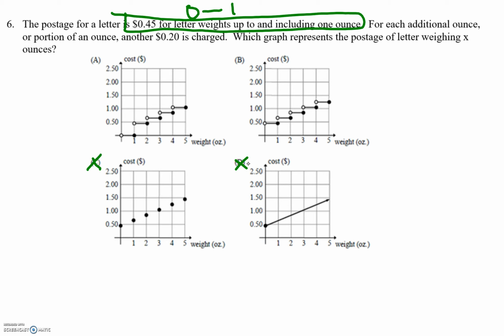So now we're between A and B, and the only one that makes sense would be choice B, because from 0 to 1 ounce, if we look at this graph right here, it's saying it costs $0. But if we're looking at choice B, from 0 to 1 ounce, it would make sense that you're getting charged 45 cents. And then as you move up an ounce, you should see an increase of 20 cents. So it is choice B.